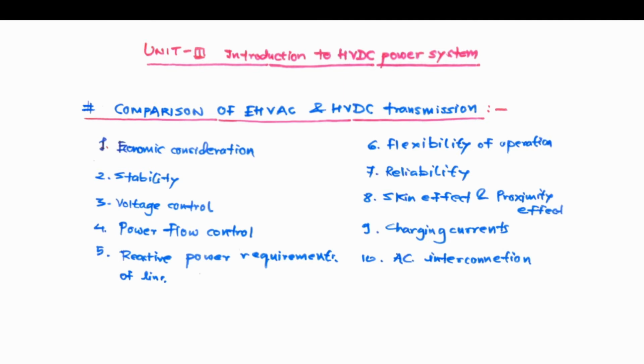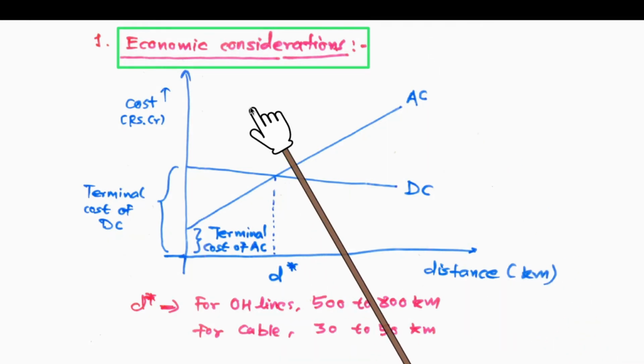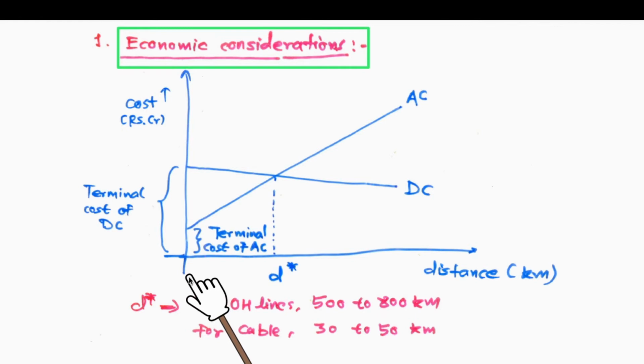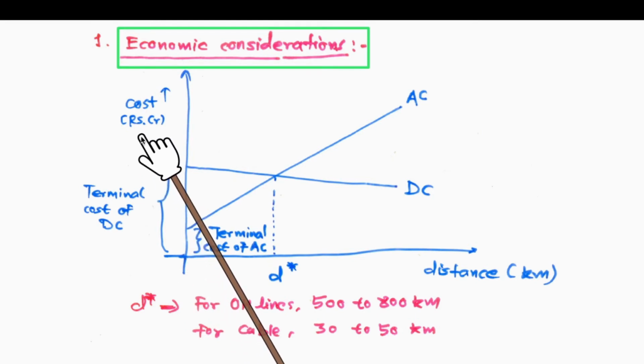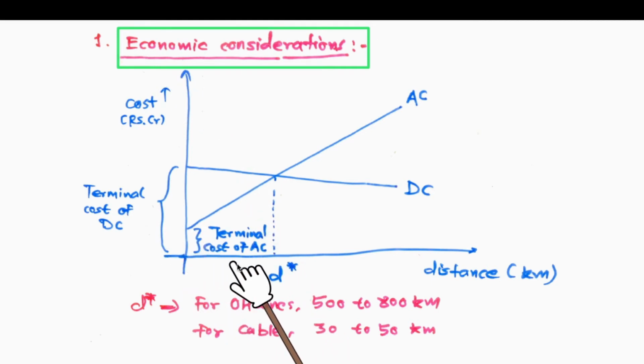between EHVAC and HVDC transmission options. So the first point that we are going to look into is economic consideration, right? There is the economic consideration. Observe carefully that the power transmission cost is plotted on the y-axis with respect to the transmission distance.